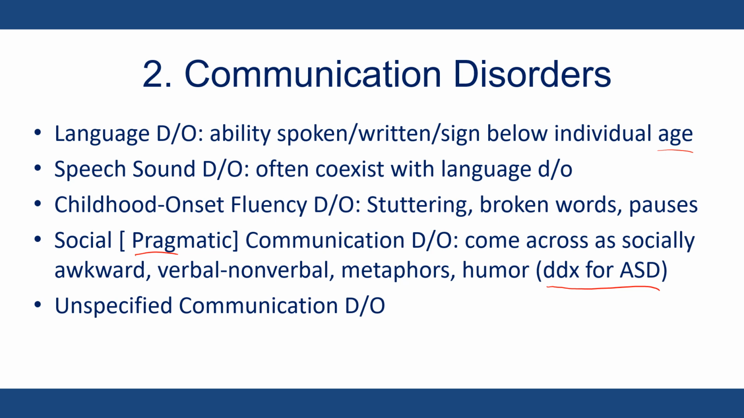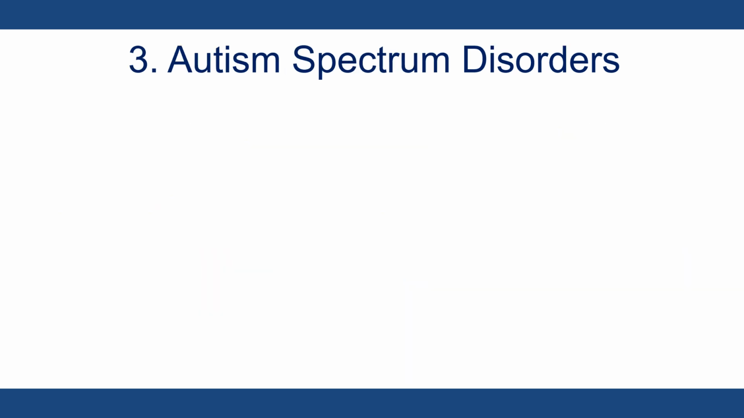And then when you do not have enough information and you really can't specify, then you will use unspecified communication disorder. There's clearly some communication disorder, but you really can't specify. All right, so the third type of neurodevelopmental disorder, and I do want to spend a little bit more time on this one, is ASD, Autism Spectrum Disorder. Those days are gone when we used to talk about this in two different categories: Asperger's syndrome and autistic disorder.